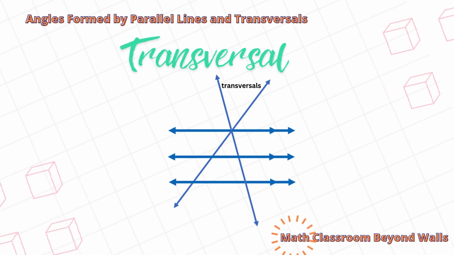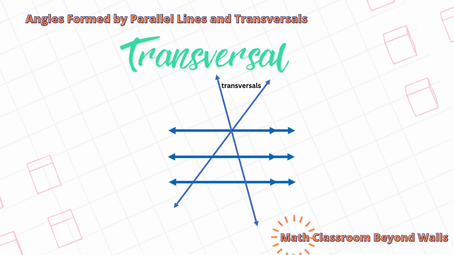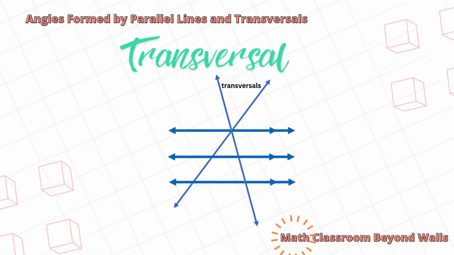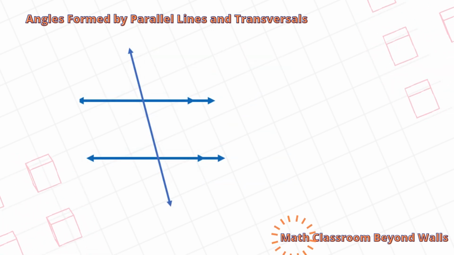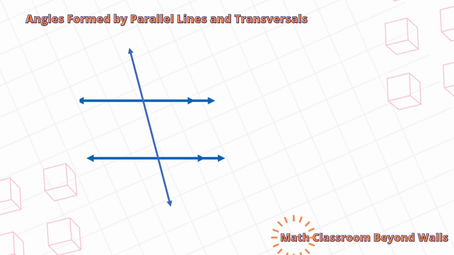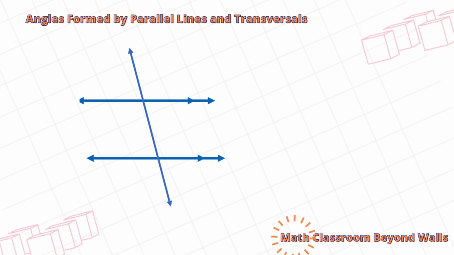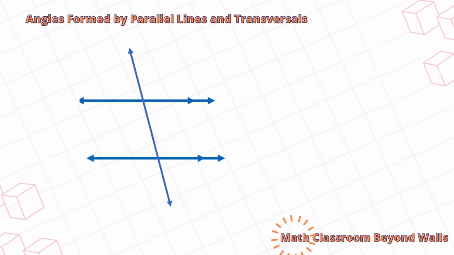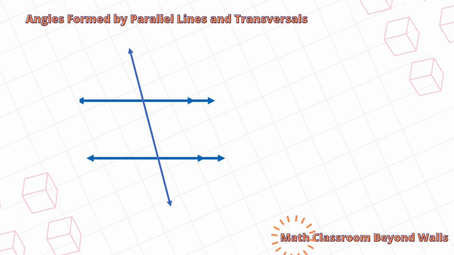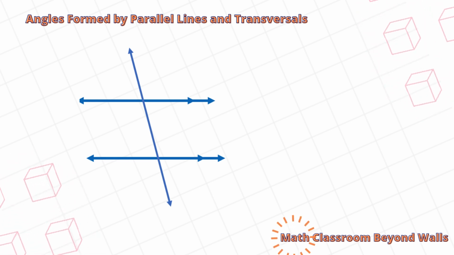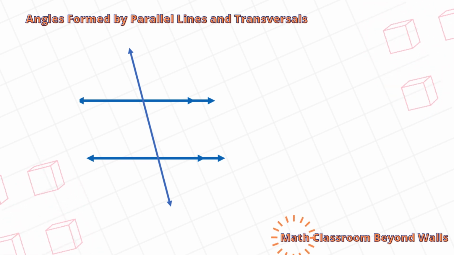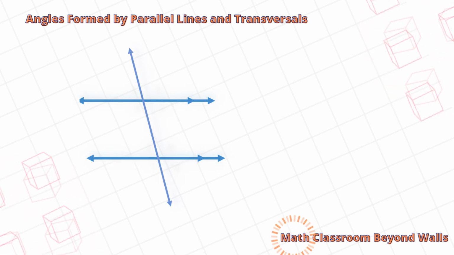Now, let us look at this figure again where a transversal cuts 2 parallel lines. When a transversal cuts 2 parallel lines, several angle pairs are formed. The name of the type of angle pairs reveals where they are located in relation to the lines. Let us first name the angles formed using numbers.